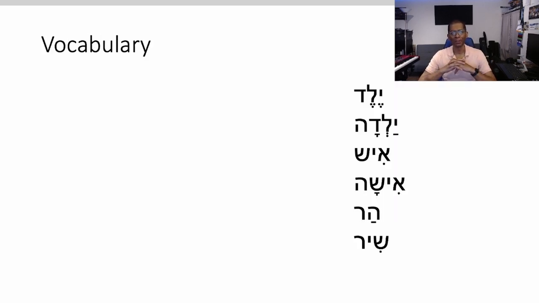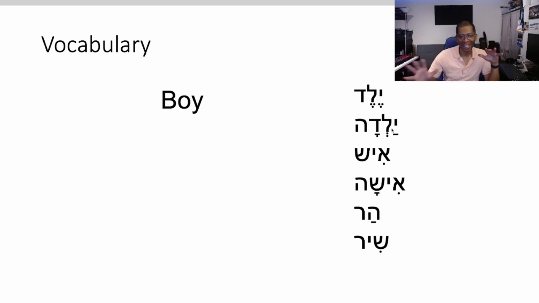Okay, first, vocabulary. The first word, yeled, I think we've talked about that before, but there's a reason why I'm giving it to you guys again. Plus, repetition is key to learning everything. Yeled means boy. Next, we have yalda. Notice it has an ah at the end, and it has the yud, lamed, dalet. So if that's boy, what do you think this is?